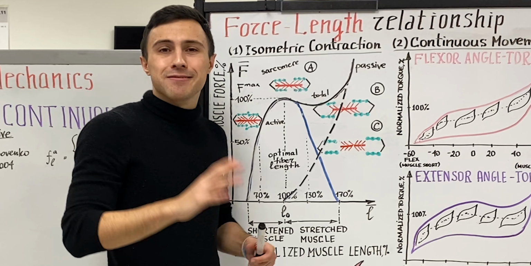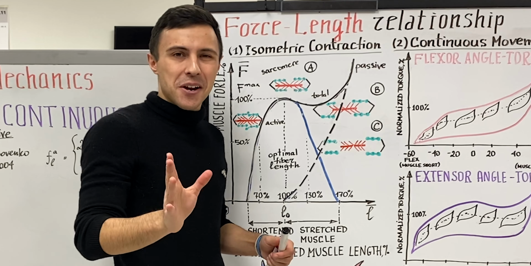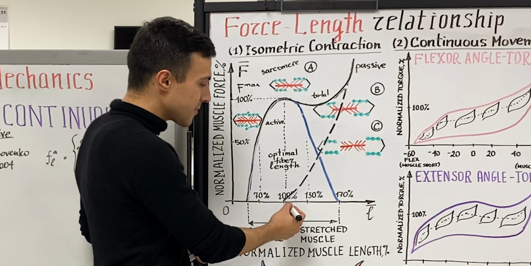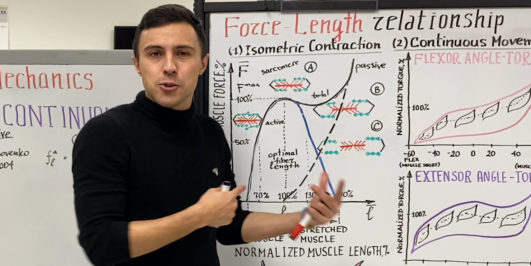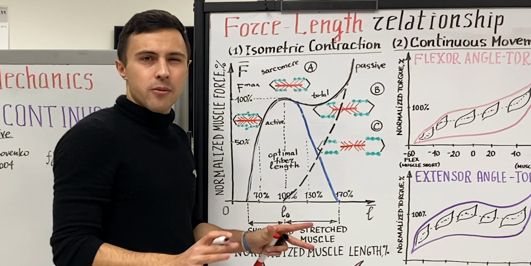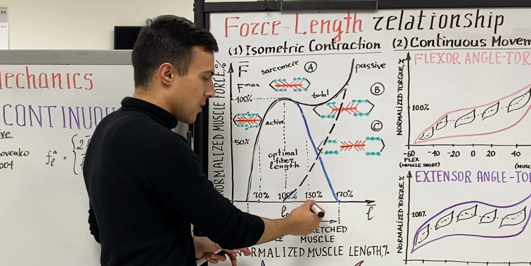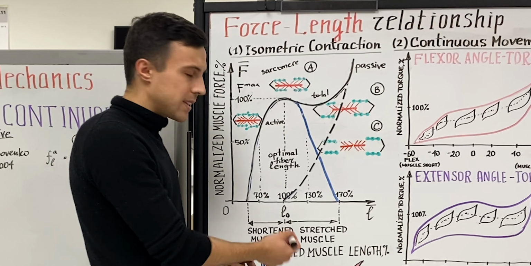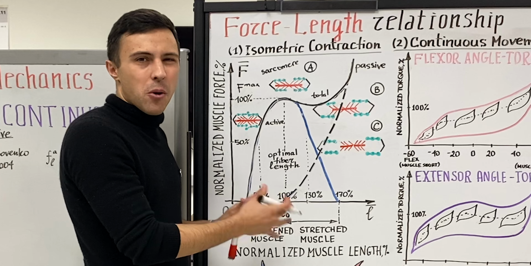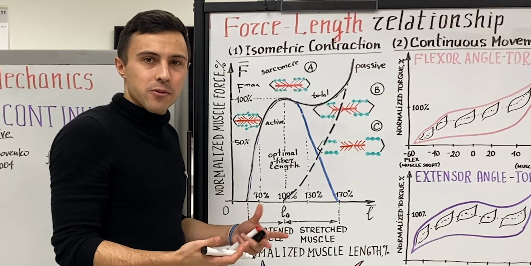Now also, a couple of facts I want you to know. There are additional ones, but still. Usually, based on how our muscles attach to our skeleton, you won't observe values of stretch larger than 130% of the optimal fiber length, or about 70% of the optimal fiber length again.